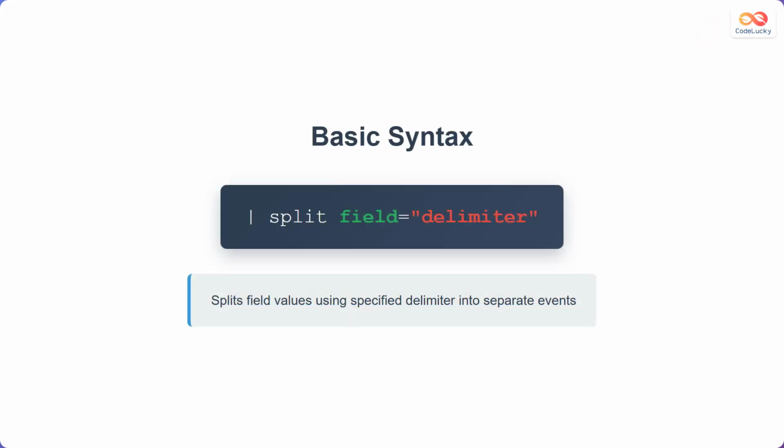The basic syntax for the split command is straightforward. You start with a pipe symbol followed by the word split, then specify the field parameter equals the delimiter in quotes. The field parameter identifies which field contains the delimited data you want to split. The delimiter is the character or string that separates the values within that field. Common delimiters include commas, semicolons, pipes, and spaces. When you execute this command, Splunk will create separate events for each value that was separated by the specified delimiter.